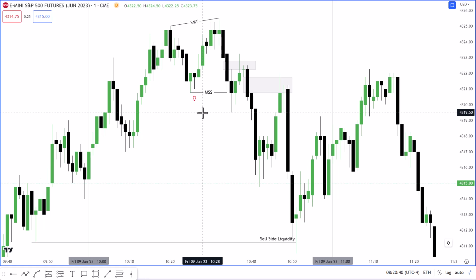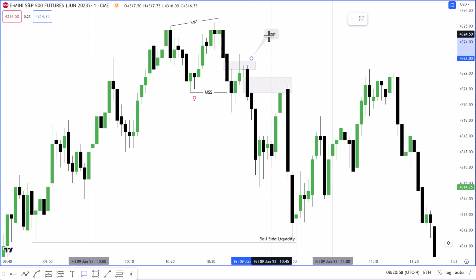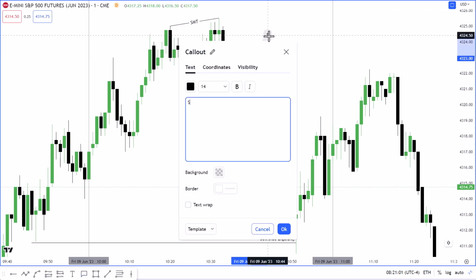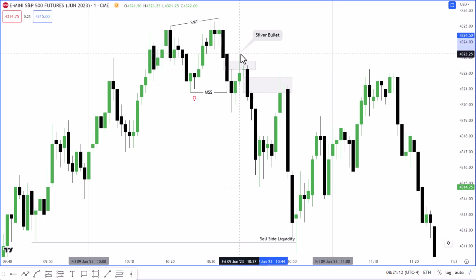So we now have our draw on liquidity on the downside, supported by an SMT, supported by a market structure shift, and then our ultimate flagship of the silver bullet trade, which is right here. This is our silver bullet right here on this trade. Now you can trust it. You sell right away on this candle.